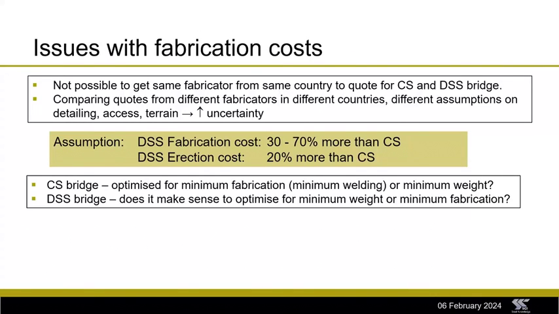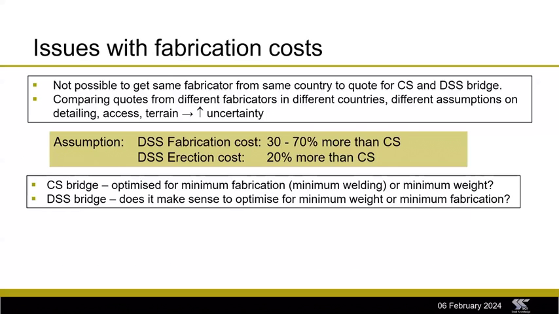Then we went out to tender to get realistic fabrication costs, and this got a bit tricky because we found it was impossible getting direct comparisons. We were comparing apples with pears as opposed to apples with apples because we really needed quotes from one fabricator who worked in the same country, who used all the same assumptions. And this proved to be rather difficult because stainless steel bridges is a fairly new market, and a lot of carbon steel bridge fabricators haven't yet used stainless steel.